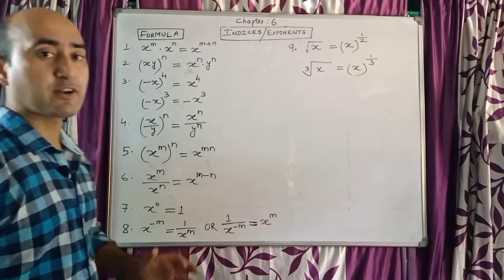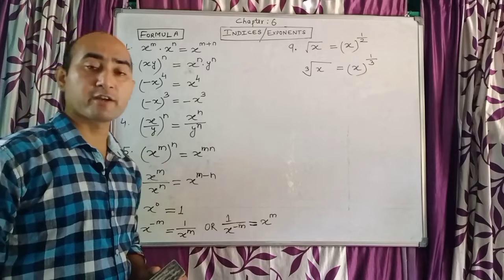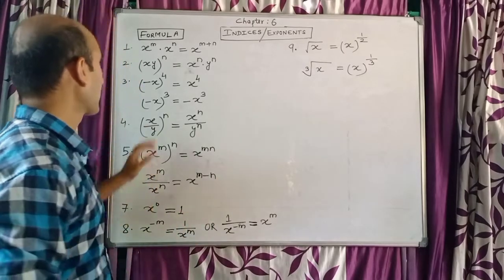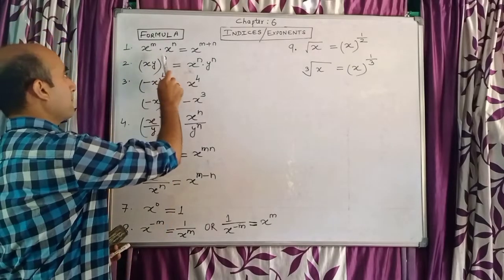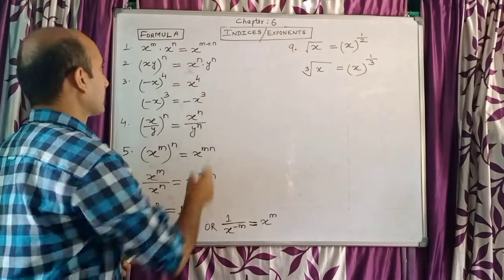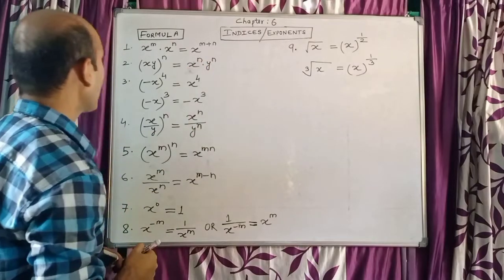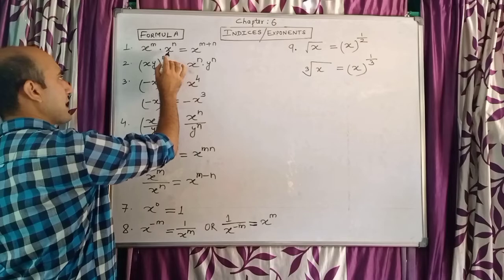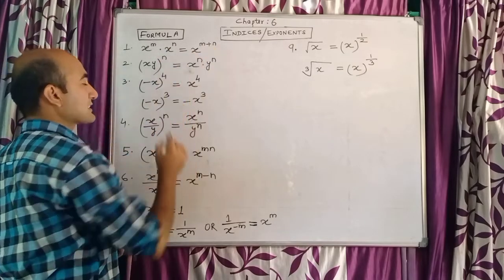Before I begin this chapter, you have to understand a few very important formulas of this chapter. Formula number 1: x to the power m multiplied with x to the power n, the result is x to the power m plus n. The meaning of this is when x is having power m and the same x is having power n, then both the powers get added.